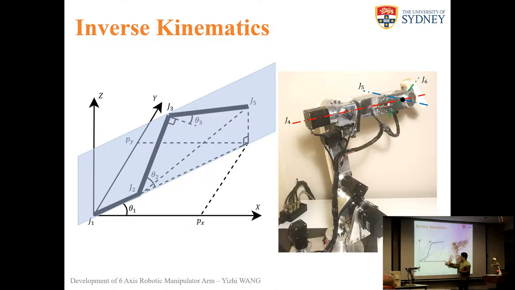Once the first three joint angles are calculated, the orientation of the point J5 can be calculated. So the remaining last three joints can be calculated using the algebraic method, as it forms a spherical three-joint manipulator now.